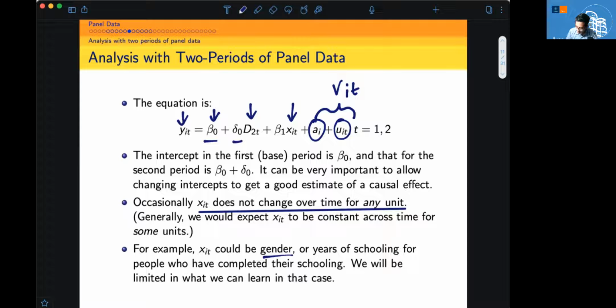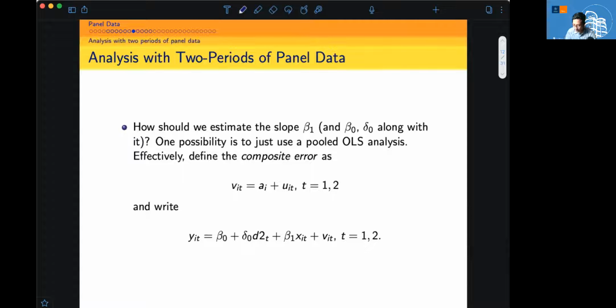Now, note that we will be limited in what we can learn in cases where we have variables that do not change over time. Okay, we'll see what the consequences of having variables that do not change over time are in a slide or two. Okay, so the first thing that we can do, given the data set and the structure of the panel data, is just use a pooled OLS analysis.